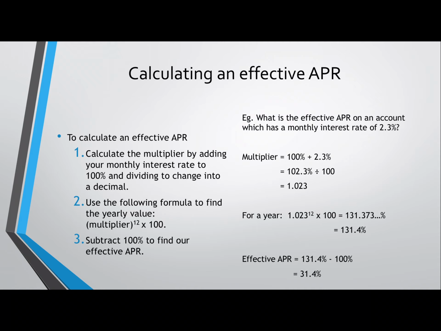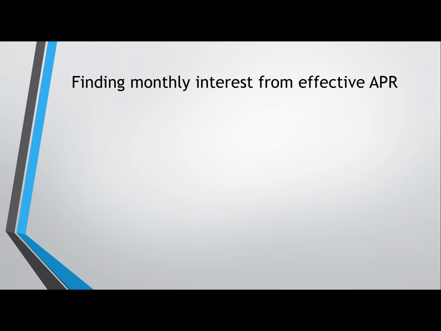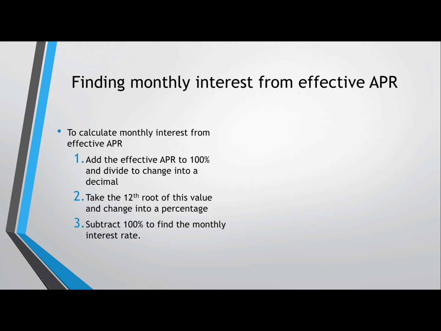With this as well, we need to be able to work forwards and backwards. If we know our monthly rate, we need to work out our effective APR. And now we need to be able to find our monthly interest if we know our effective APR. So again, 3 steps here. We calculate the monthly interest from the effective APR. Again, same here, we have to add the 100 on and then take it off at the end. So we need to add the effective APR to 100% and divide to change into a decimal.